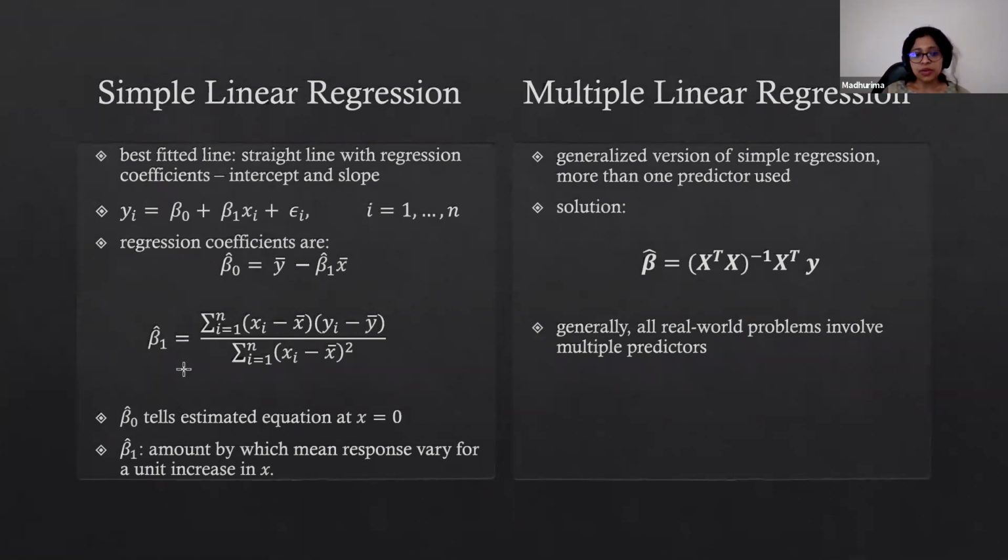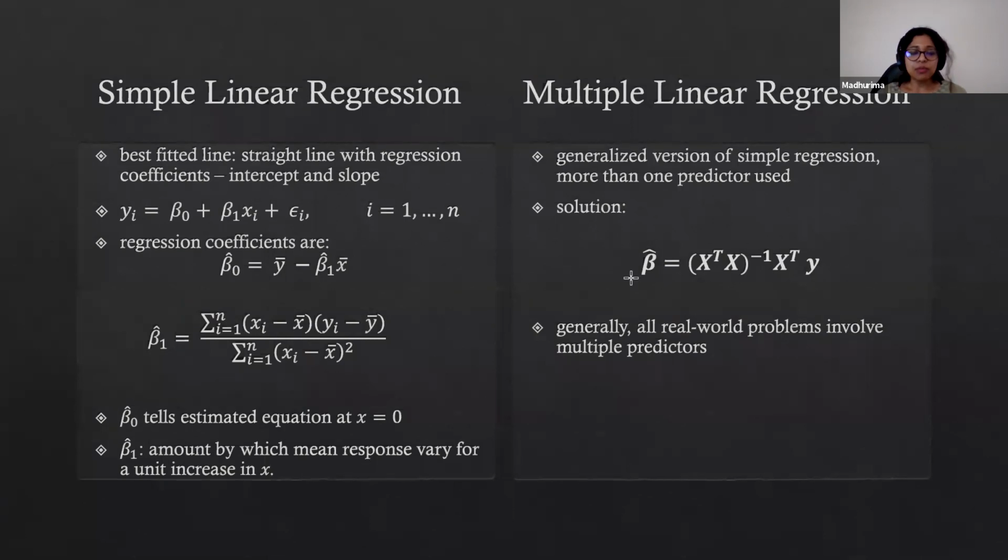So beta 0, or the intercept, tells us what is the estimated equation at x equal to 0, when the predictor value is 0. So what is my y value, or what is the response variable at x equal to 0? And beta 1 gives us the amount by which the mean response varies whenever there is a unit increase in x. So whenever my x increases in 1 unit, how does y increase or decrease? When x decreases, how does y decrease? So beta 1 gives us that information.